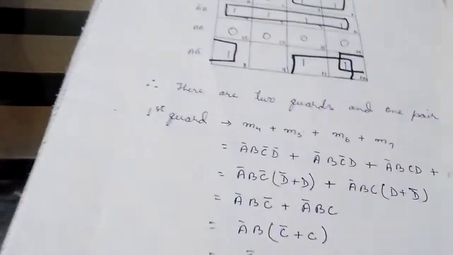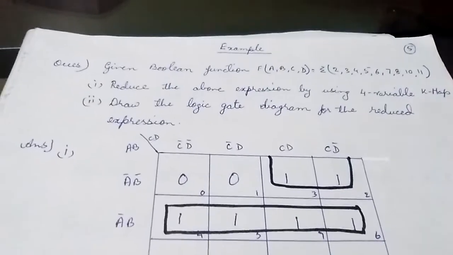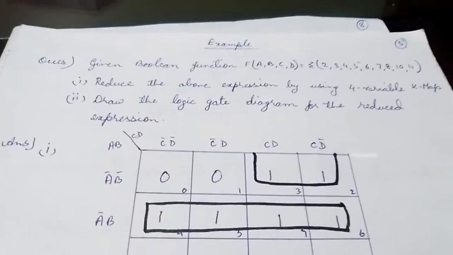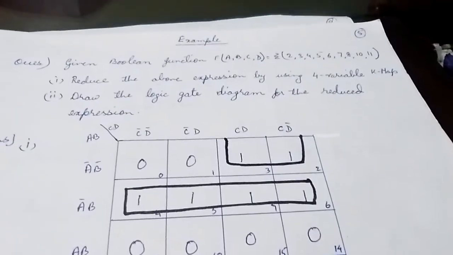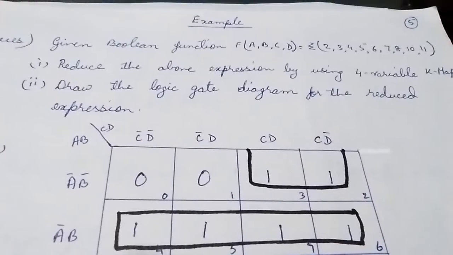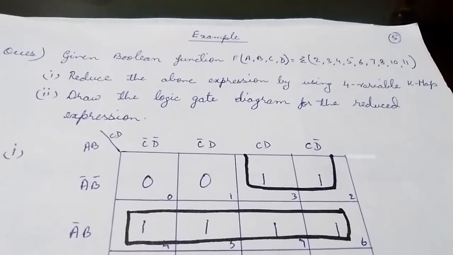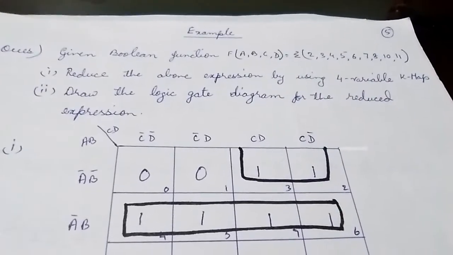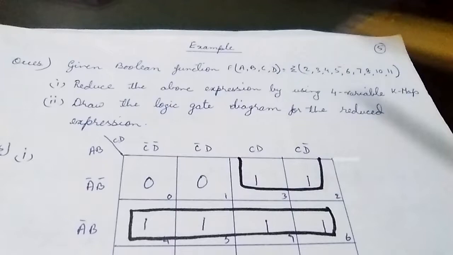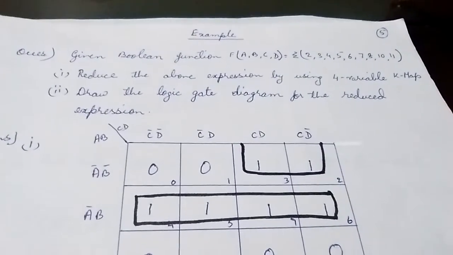Let us see an example. Given a Boolean expression function of a, b, c, d, where the values are of the term summation 2, 3, 4, 5, 6, 7, 8, 10 and 11. Reduce the above expression by using the 4-variable K-map, as the number of variables is 4, and draw the logic gate diagram for the reduced expression.